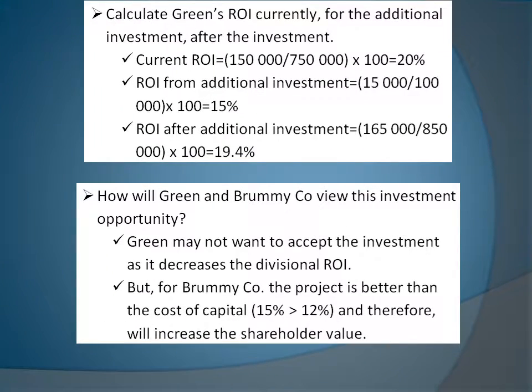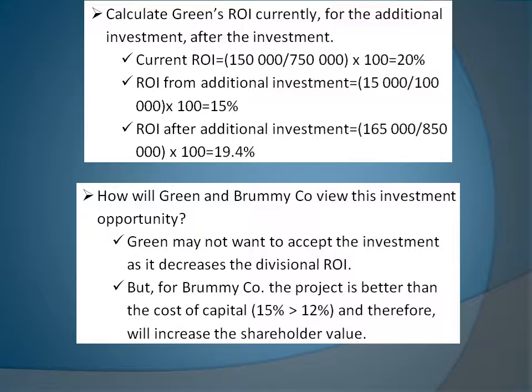Based on this, you're supposed to calculate Green's ROI currently, for the additional investment, and after the investment. The current ROI will be 20%, from the additional investment you get 15%, and totally after the additional investment you get 19.4% on average.